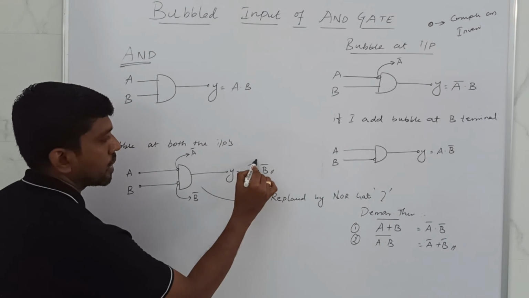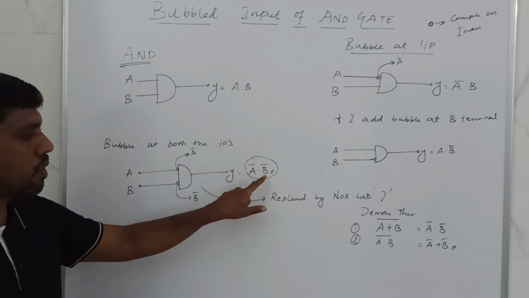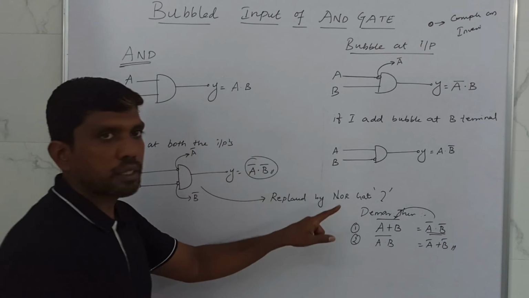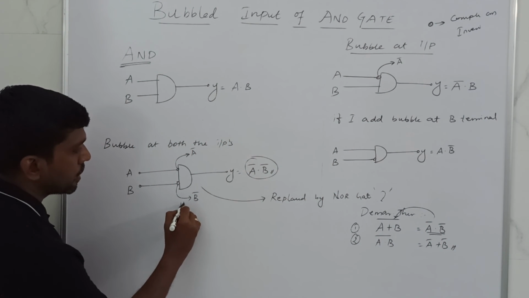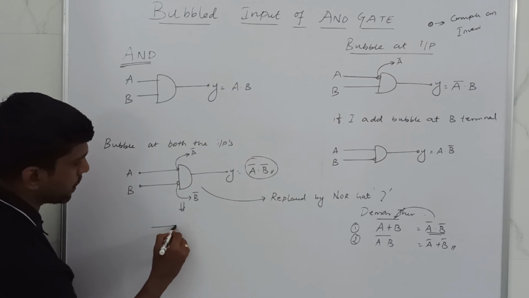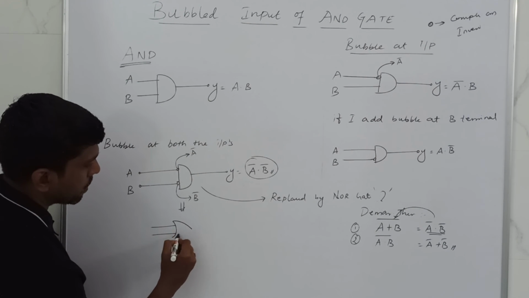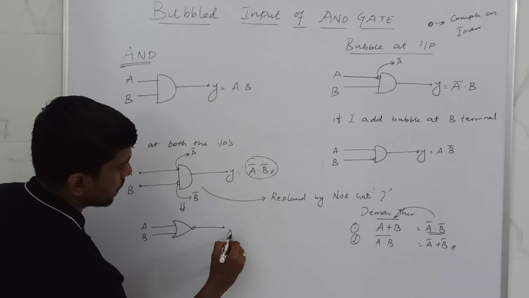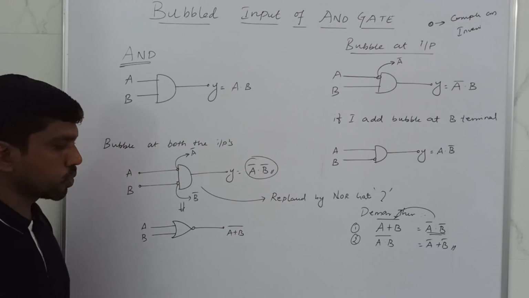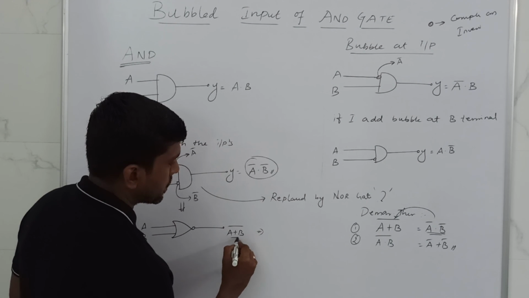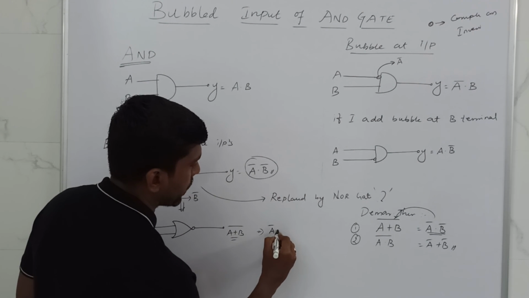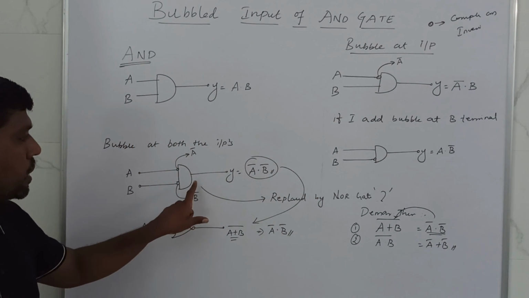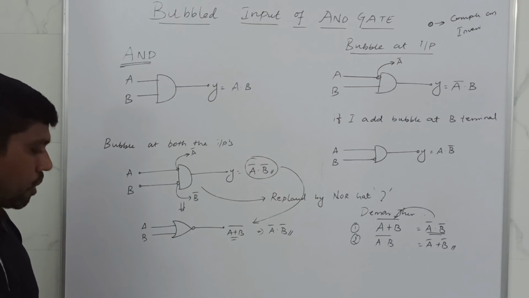So you just consider this result, A bar dot B bar, which equals A plus B the whole bar. So this bubbled input AND gate is replaced by a NOR gate. A and B are the inputs, and the output is A plus B the whole bar. After applying De Morgan's theorem, this expression is changed in terms of A bar dot B bar. So both are equal. So the bubbled input AND gate is replaced by a NOR gate.